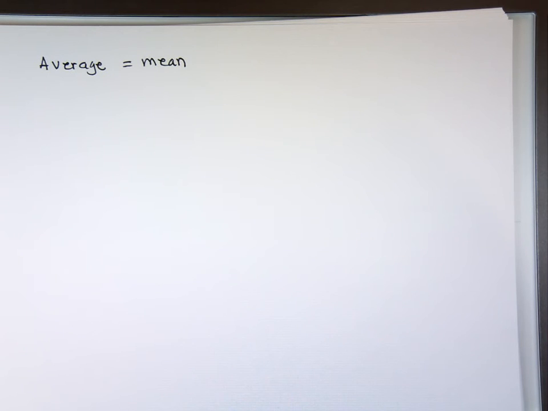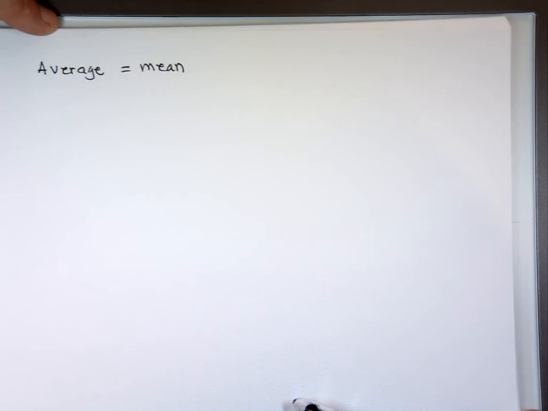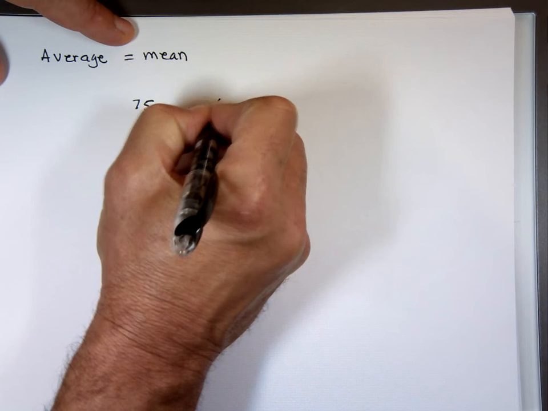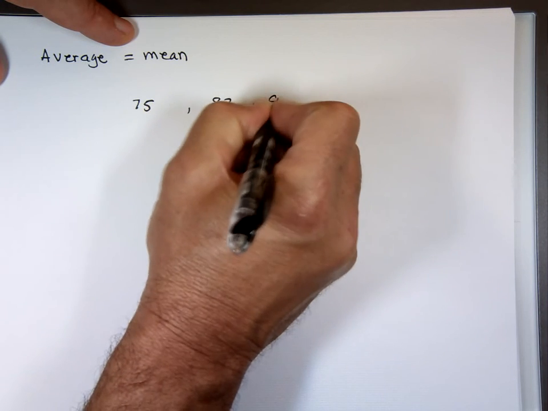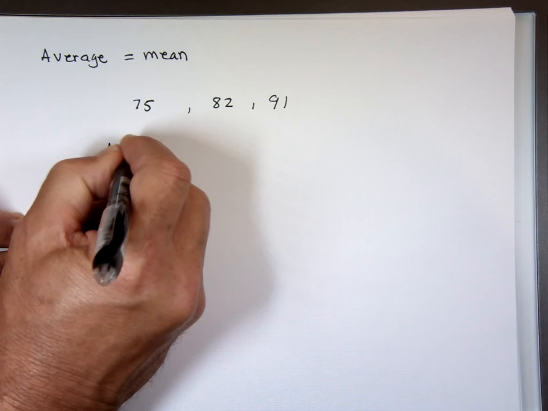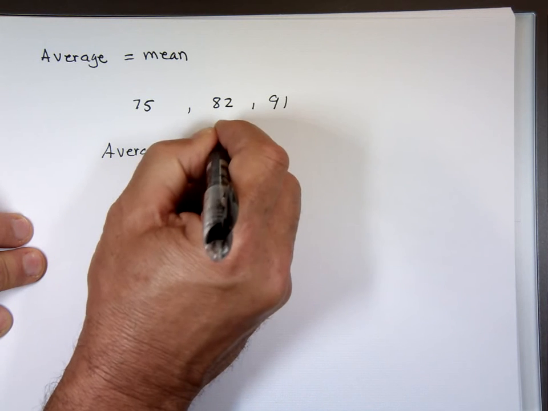Let's say you take an English class and these are your test scores, or you wrote some papers and these are your scores on the 3 articles that you wrote. 75, 82, and 91. Notice you improved every week. Should be improving. What is your average on these assignments? What's the mean? How do we find it? You add them and divide by 3.